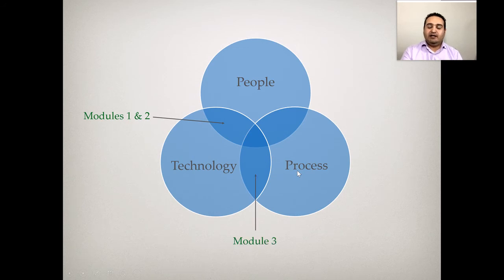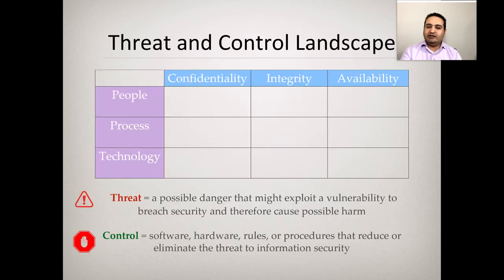And then today, when we are covering module 4, which is security, it actually involves all of those components: the people, technology, and processes. So there is a threat and control landscape that we are going to cover. What we mean here by a threat is a danger that can be exploited. And a control is a measure that can mitigate those threats.